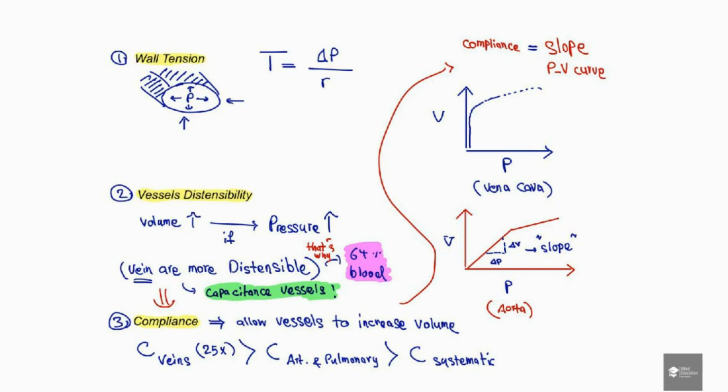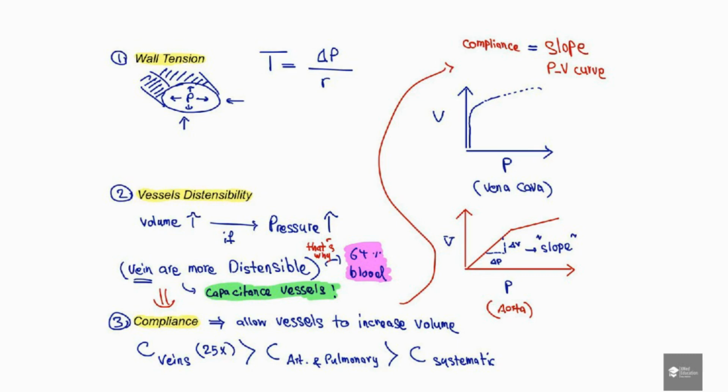Vessel distensibility means that if the pressure increases, volume will increase, and there are more distensible vessels inside our body, and they depend on the compliance. So compliance allows a vessel to increase its volume, and compliance of the vein is much more than compliance of the artery, for both pulmonary and systemic vessels. As you can see in the graph, compliance is equal to the slope of the pressure-volume curve. You can see that in the vena cava the slope is very steep, but in the aorta the slope is much less compared to the vena cava.